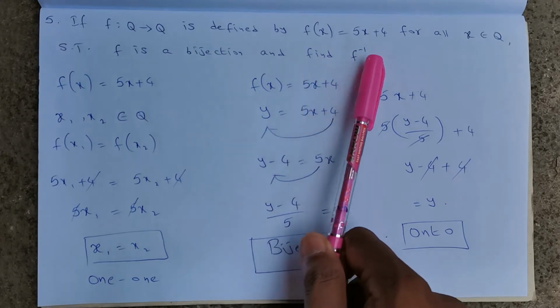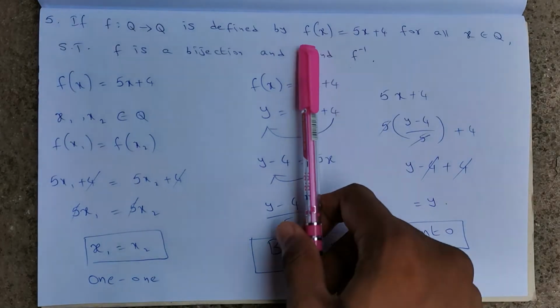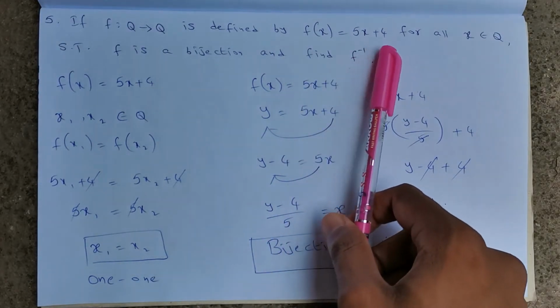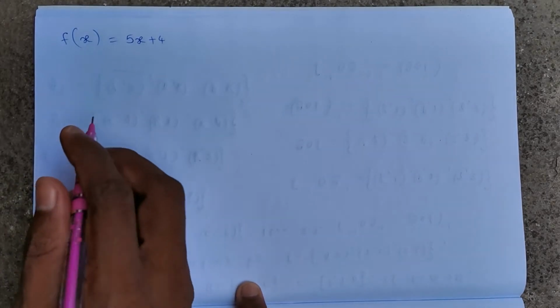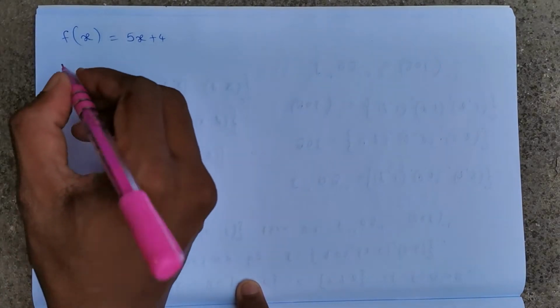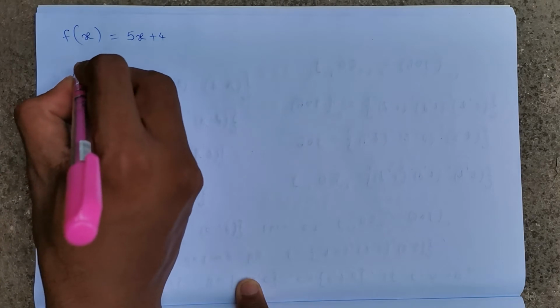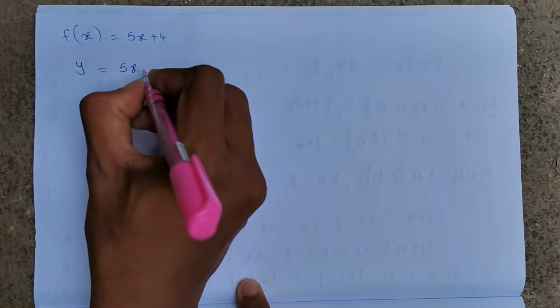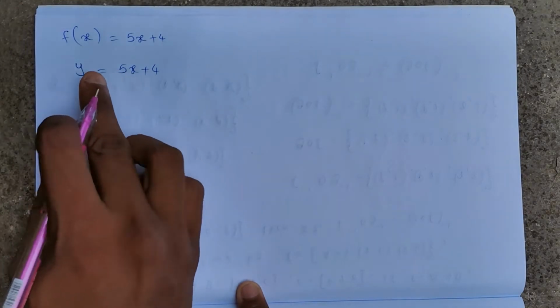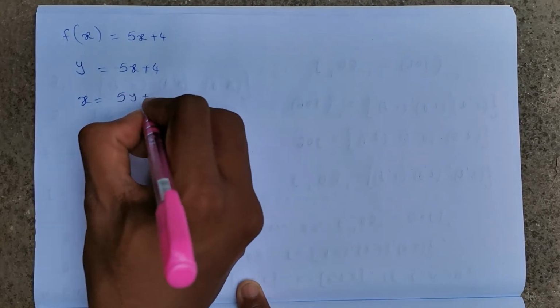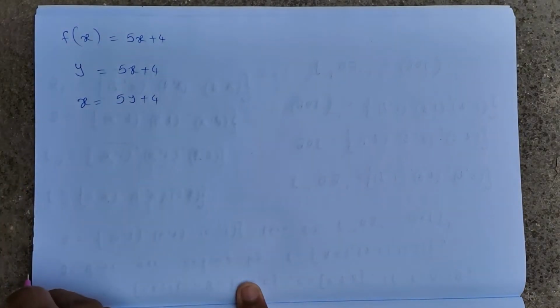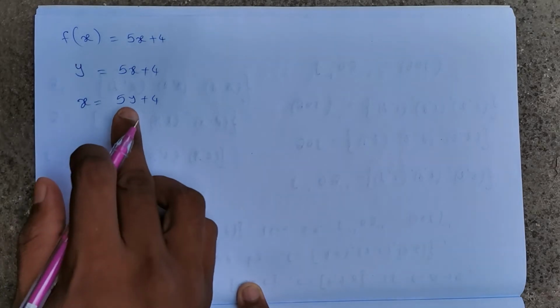Next, find f inverse. For the given function f of x is equal to 5x plus 4, we are asked to find the inverse. So first make f of x equal to y, so y is equal to 5x plus 4. Now interchange x and y. In the place of y, write x, and in the place of x, write y. So x is equal to 5y plus 4. Now try to find the value of y.